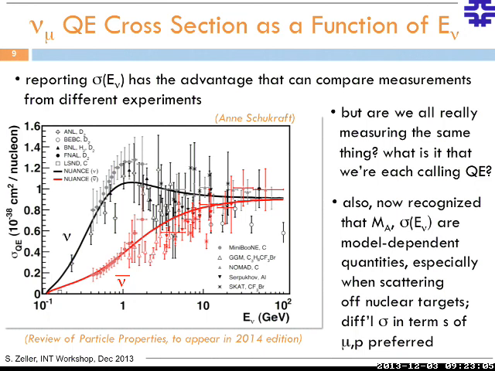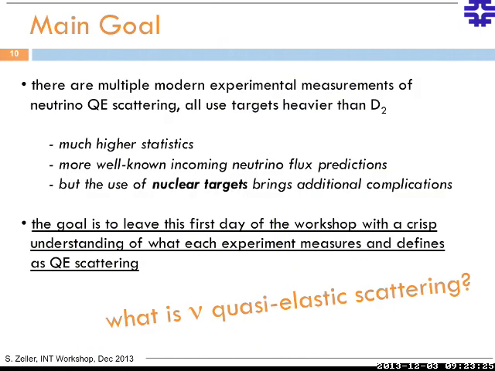So while historically much of the focus has been on things like the axial mass and this cross-section as a function of energy, in appreciation of the nuclear effects involved and the complexities of this interaction in neutrino scattering, we're swinging towards trying to go back to just measuring the final state particle kinematics to try and get some footing in terms of this interaction. So that is, in fact, what turns out to be the main goal of this session that we're planning to hold before lunch. As I've just noted, there are multiple modern experimental measurements of what we call neutrino quasi-elastic scattering.